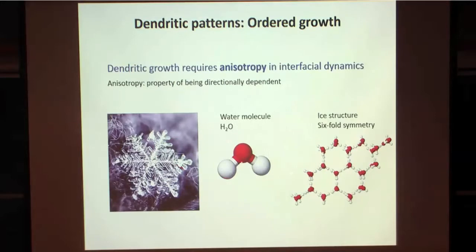Because of the structure of the individual water molecule, the only structure they can form is essentially this six-fold symmetric lattice of ice. And so this six-fold symmetric structure at the molecular level leads to macroscopically a growth that is six-fold symmetric. And so now I'm telling you about these fluid instabilities, and the question is, can we get such ordered structures as well in our very simple model system of fluid flow? And the answer is yes.